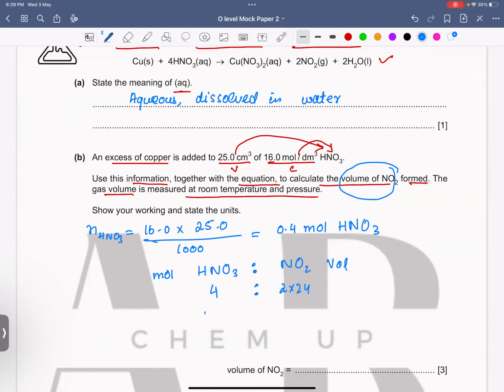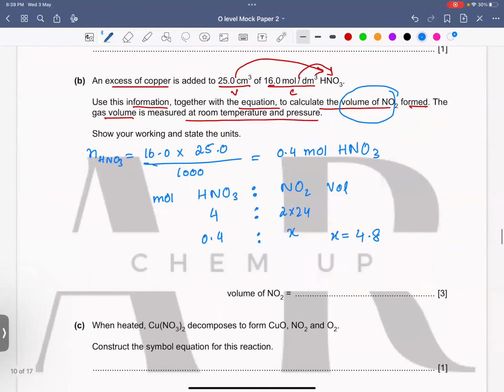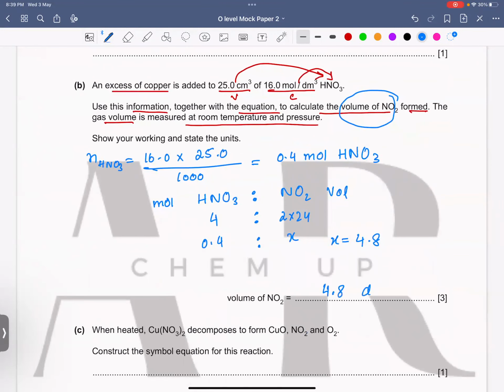So in the question, we have used 0.4 moles, so the volume must be X, and X must be, I think, 4.8 dm³. Yes, sir. You just cross multiply to find the X. Okay.